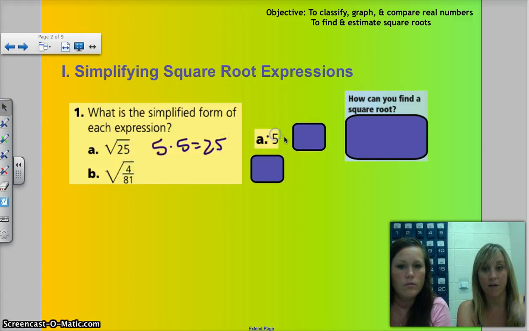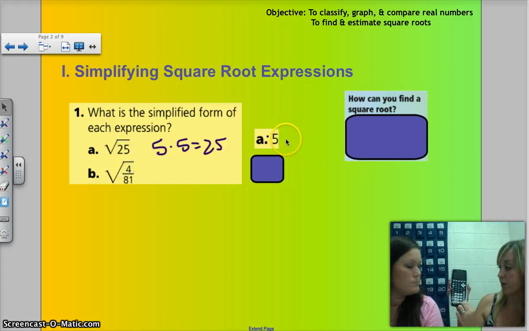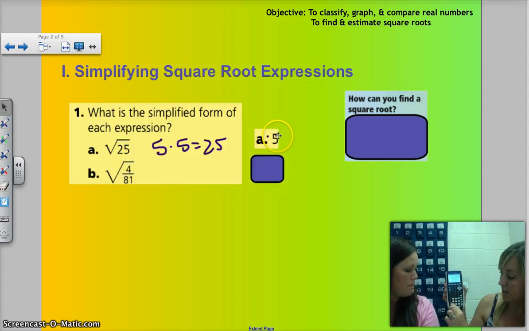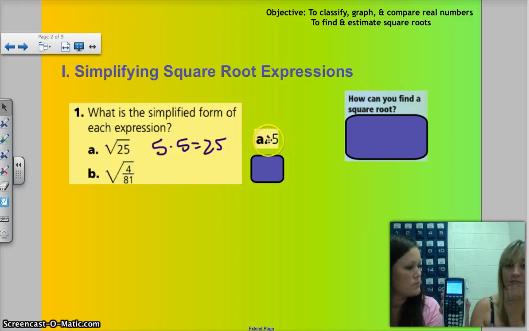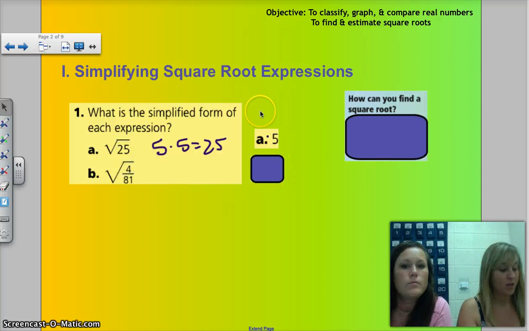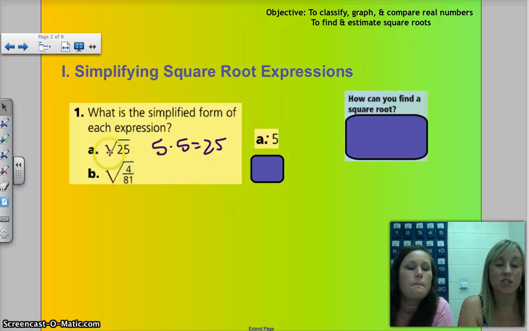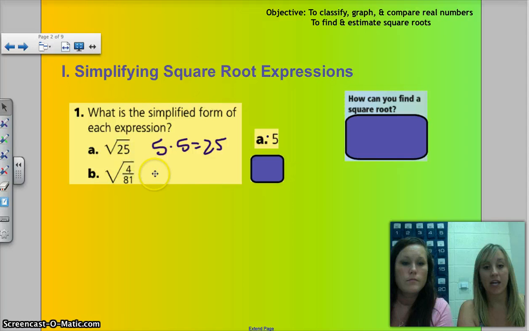If you're on your calculator, square root would be second, and then square root is right above the x squared. Can you see it? Probably not. And then 25. You get your 5. Perfect.